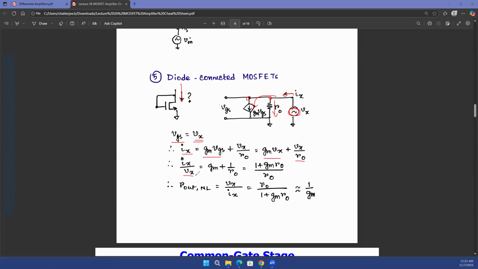So what is going to be my Ix over Vx? That's gm plus 1 over RO, or (1 plus gm RO) divided by RO. What is going to be my Rout in the no load condition? That's Vx over Ix, so it's just the inverse of this: RO divided by (1 plus gm RO), which is almost equal to 1 upon gm. Remember that this is the formula we found earlier as well, that if RO is not infinity, you have RO divided by (1 plus gm RO) looking from the source. Here, looking from the drain of the diode connected MOSFET, you have the same equation again.